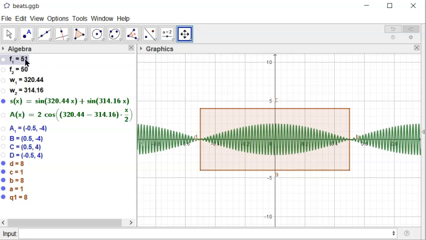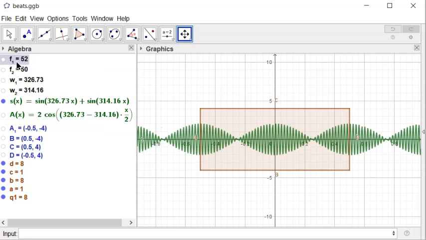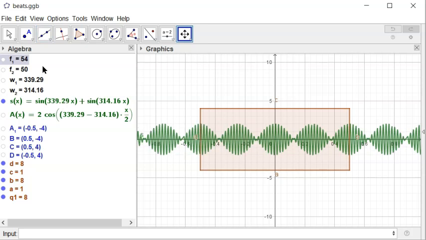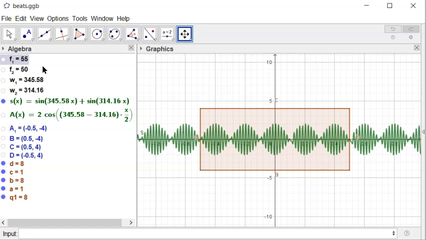And if you change the frequency to say 52, you see 1.5 here and a half here. So two beats. And then 53, you have 3 beats, 4 beats, and then 5 beats per second. And you can see that here, the amplitude curve is going to determine the behavior of the beats.